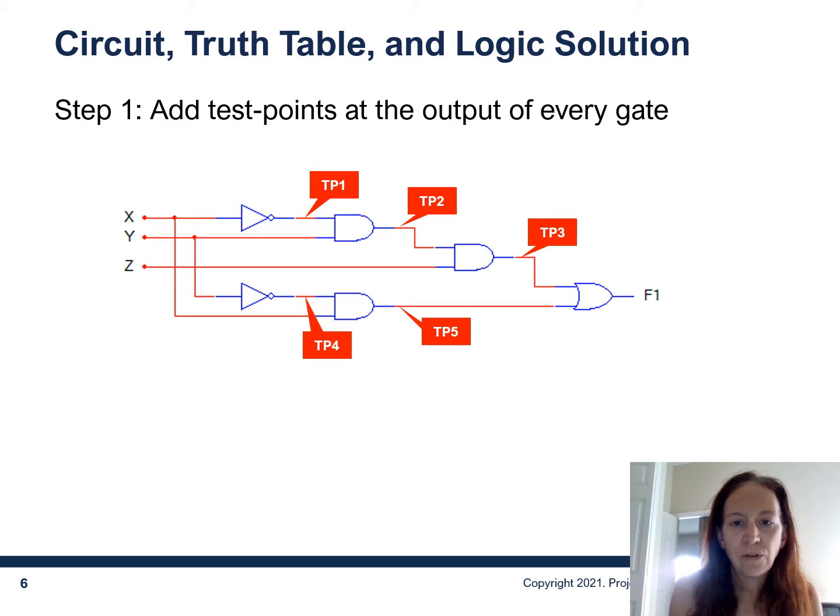We have 1, 2, 3, 4, 5 gates. 1, 2, 3, 4, 5, 6 gates. I can count, honestly, I can. 6 gates, and so the final output would be the F1, the output of the circuit. So there's like 5 test points.